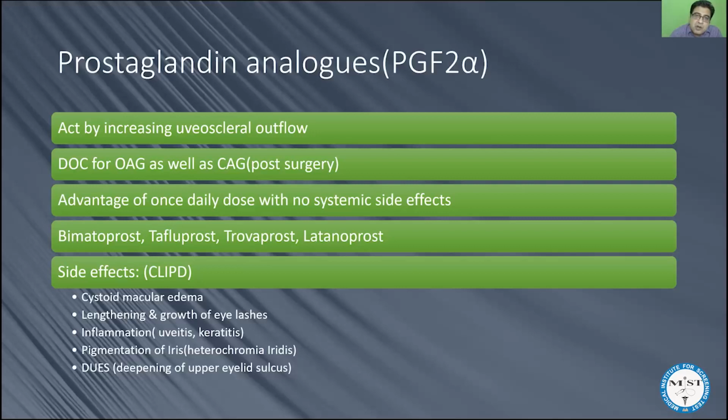Now, which drugs belong to this class? The various medicine names are bimatoprost, tafluprost, latanoprost. Now, the basic advantage of this group of medicine is these medicines are longer acting drugs. So medicines are given once daily. So patient compliance is very good.